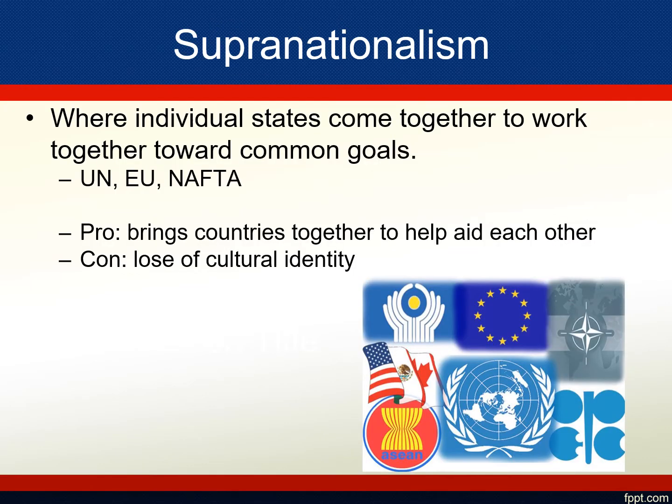Next up is supranationalism. This is a group of three or more countries that comes together to work for some type of common goal. There are really three different categories that supranational organizations can be put into: economic, political, or military. The UN would be a really good example of a political organization. Their main goal is world peace. The European Union and NAFTA would mainly be economic. Their goal is trade, free trade between member states.